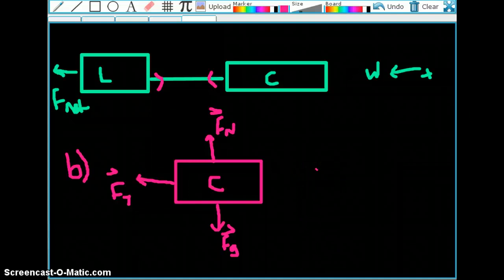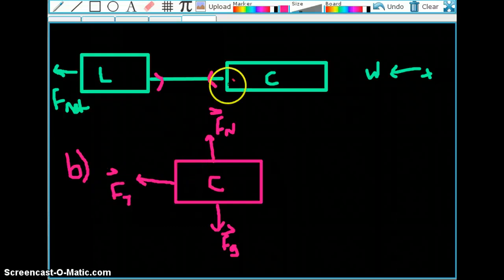And remember, we're only looking at the car. You might be wondering why we aren't drawing the F net on this free body diagram of the car. Well, the F net is on the entire system, so for now we can just let it be on the locomotive. The locomotive has a net force on it as it pulls the car with it. But when we're looking at part B, for convenience, we're just going to look at the forces acting on only the car itself.